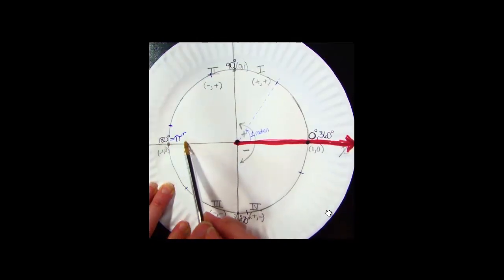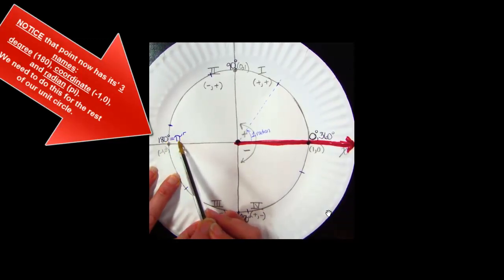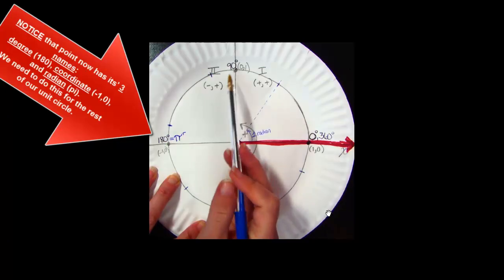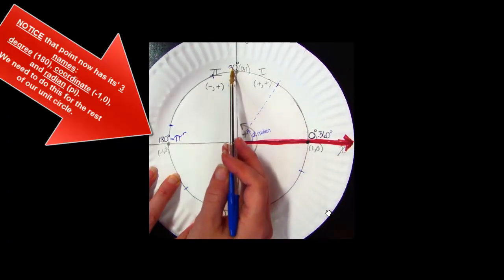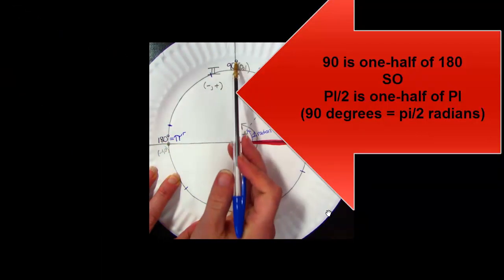First of all, remember last time we talked about how each point needed 3 names, and now this 180 has 3 names. We have a degree name, 180, we have a coordinate name, -1, 0, and we have a radian name, pi. We need to do that with all of our points.